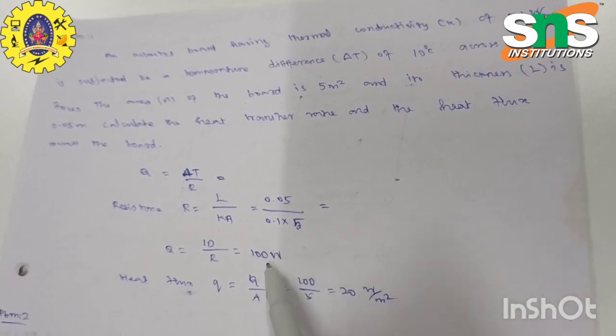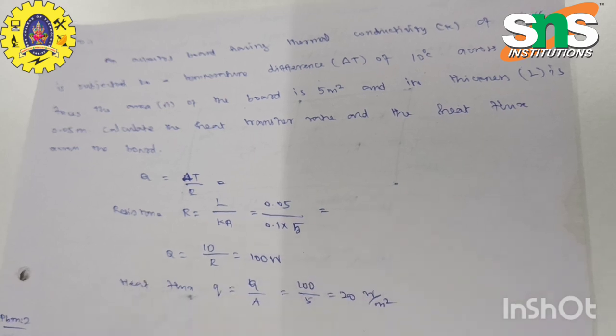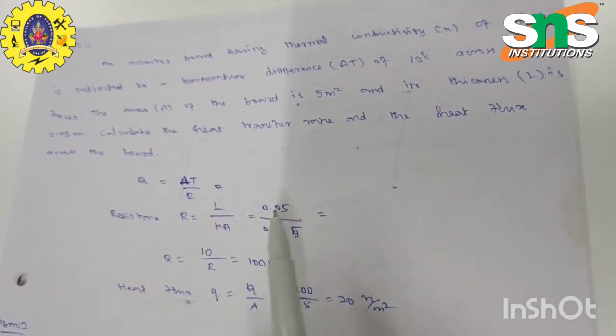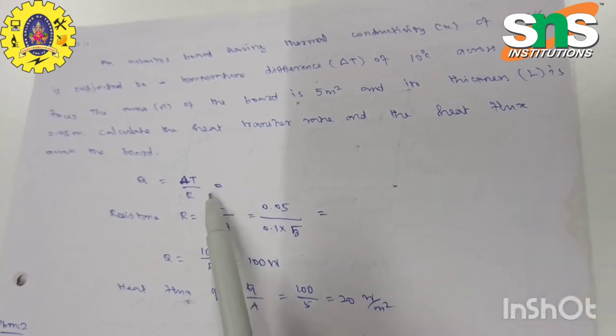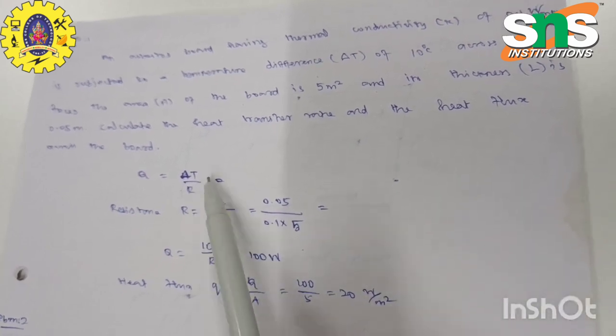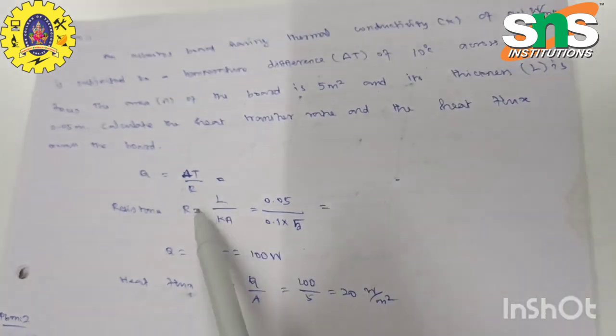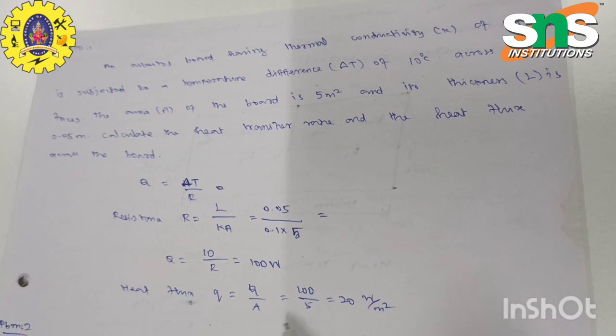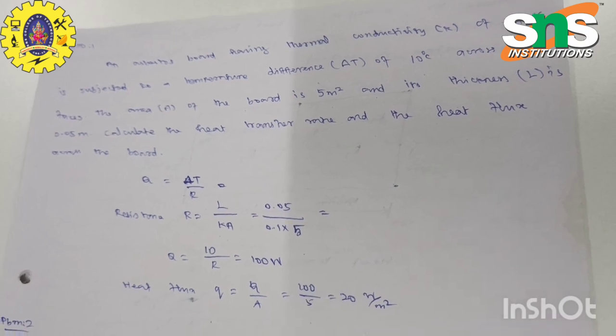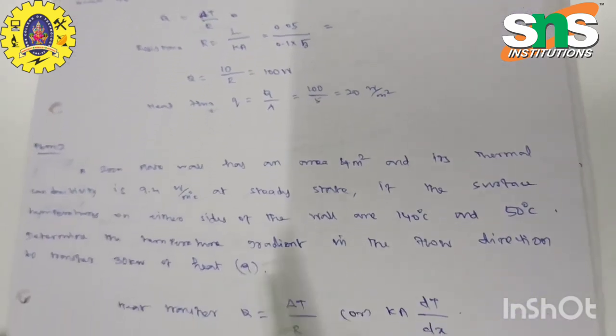So this is problem 1. Once again, I will consolidate: we need to find the heat transfer rate. The formula is Q is equal to del T by R, where del T is the temperature difference and R is the resistance. The final heat flux is Q by A, which is 100 by 5, equal to 20 watt per meter squared.